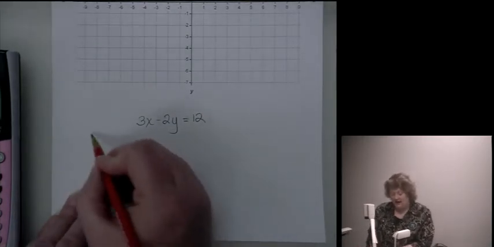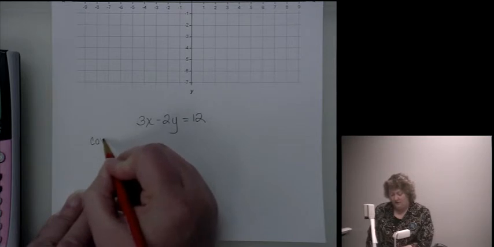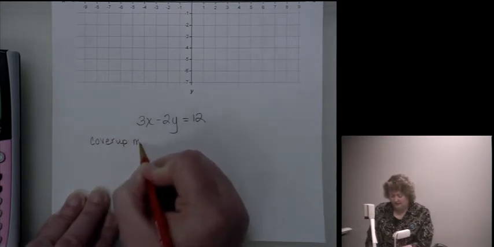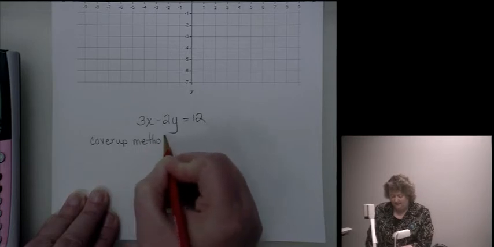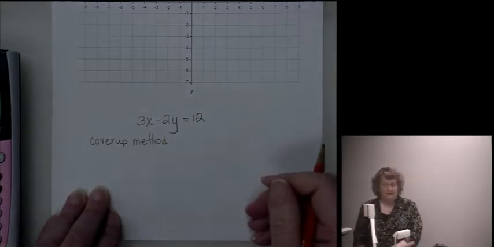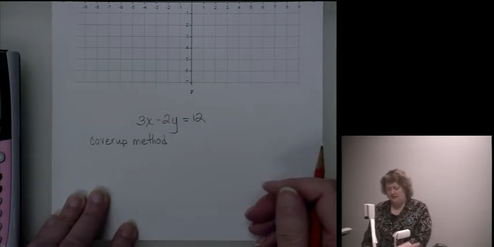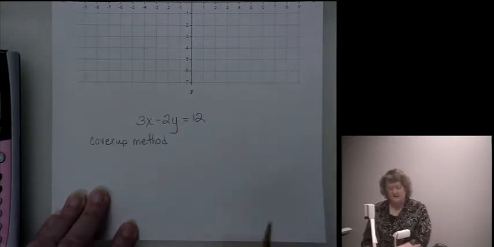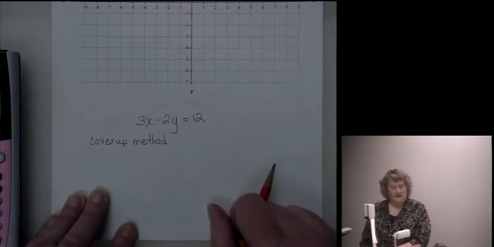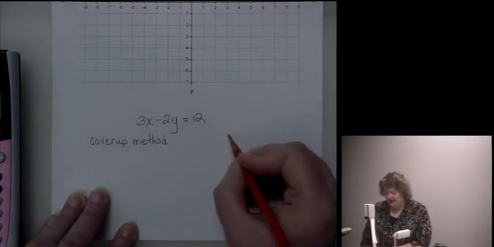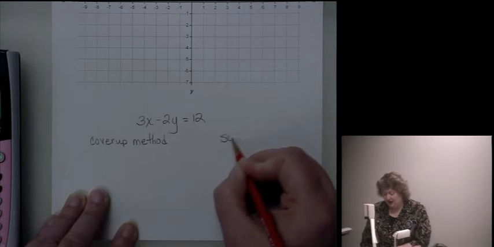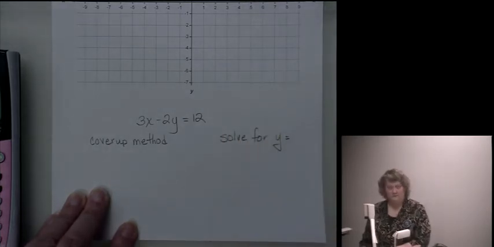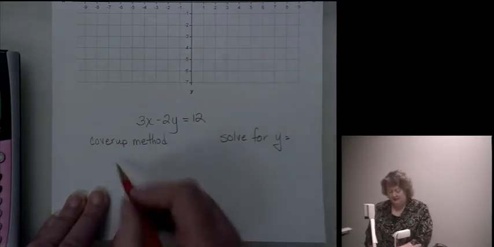One is what I call the cover-up method, and I borrowed this from Miss Medford, and I think Miss Martin may do it too. But originally Miss Medford was the one that used this, and I love the way she taught it, so I've always borrowed it and used her method. And the other method is to solve for y. So I'm going to use the cover-up method.